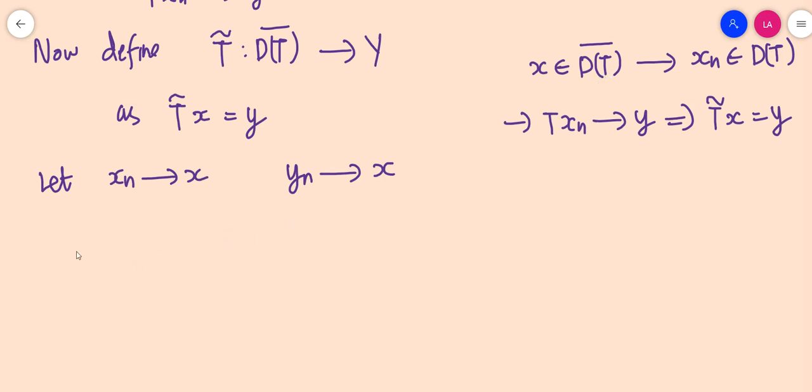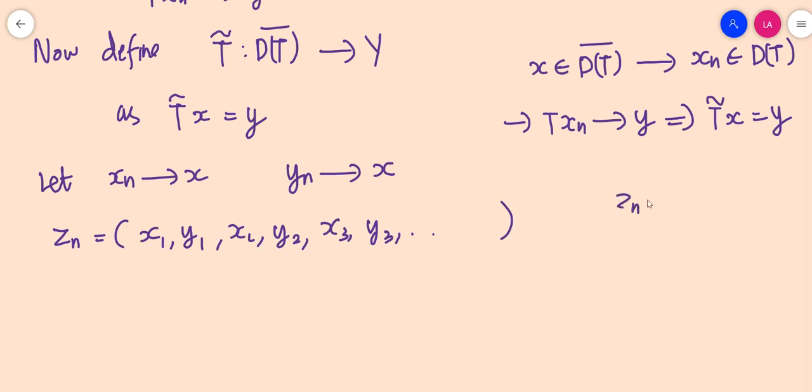Now we define a new sequence Zn, which is defined as x1, y1, x2, y2, x3, y3, etc. We are alternately inserting the terms of xn and yn. Since this has two parts, Zn is actually xn if n is odd and yn if n is even. Since xn converges to x and yn converges to x, both of these subsequences converge to x. So we can clearly understand that the sequence Zn converges to x.